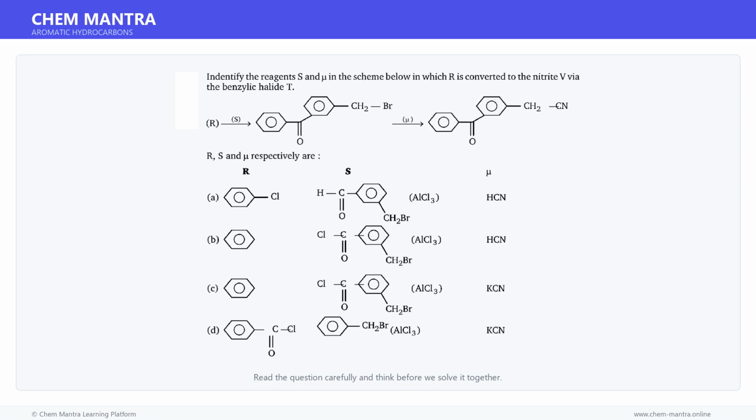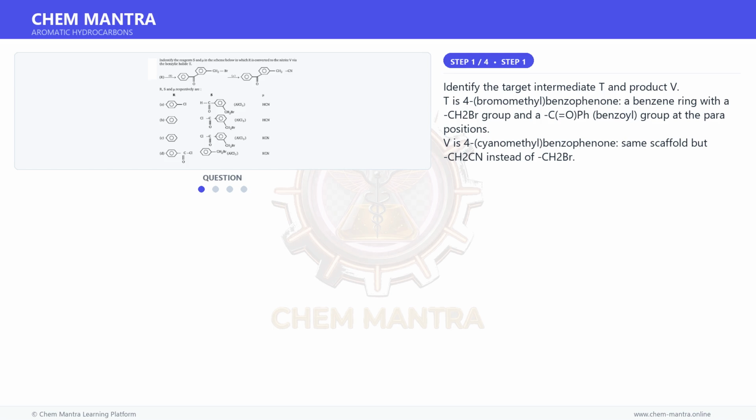Here is a question. Read it carefully and think about the answer. Let us solve it step by step. Let us begin solving this step by step. Identify the target intermediate T and product V.